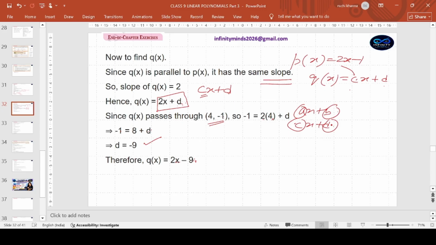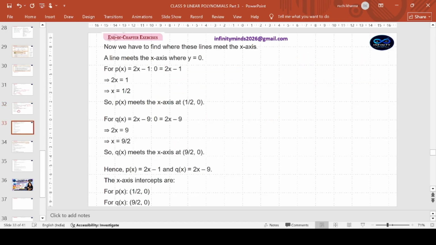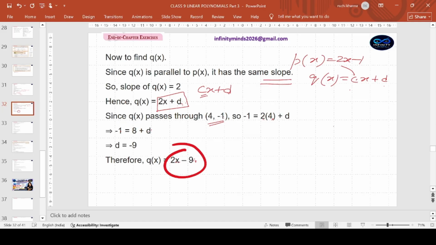That is why they gave us 2 points it passes through. Then it is given that it has the same slope, so that has helped us to solve for the value of c. And now we shall solve for the value of d. It passes through 4, and the value comes out to be minus 1. So solving for d, it comes out to be 2x minus 9. Now the last. As such the equations are done, p(x) and q(x) are done.